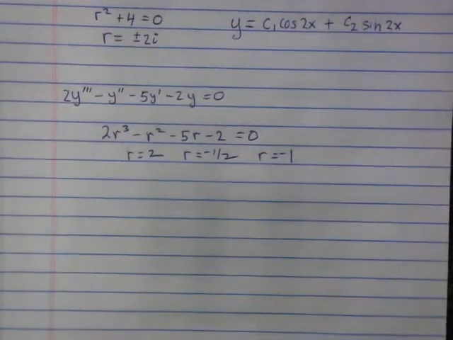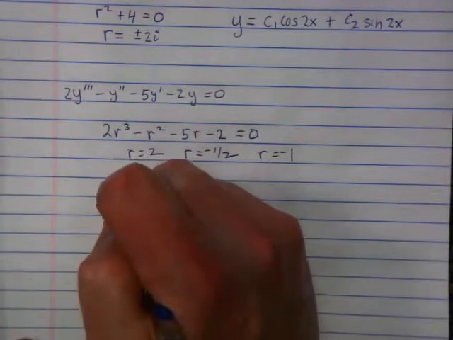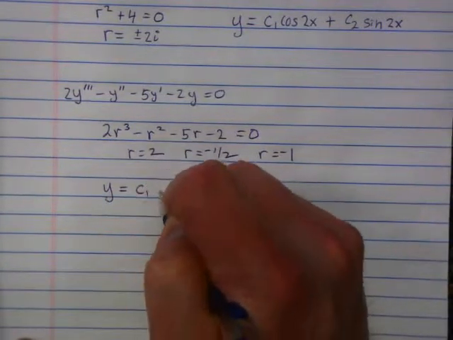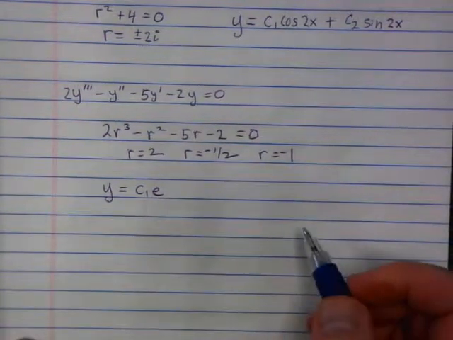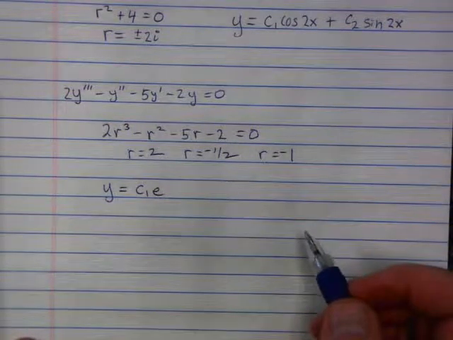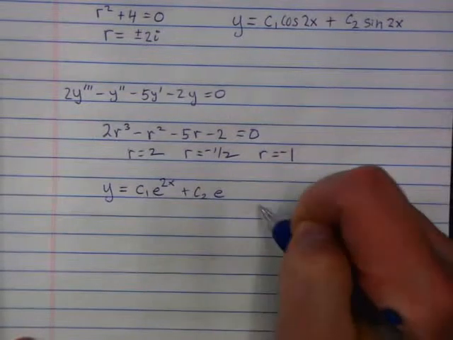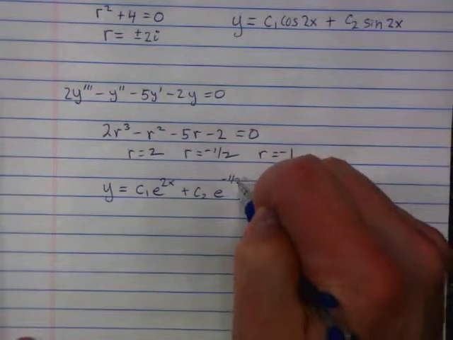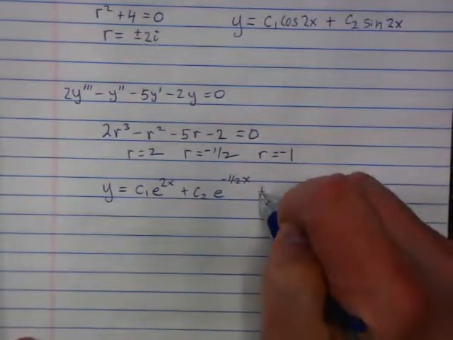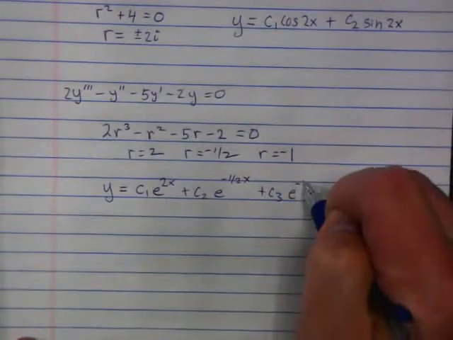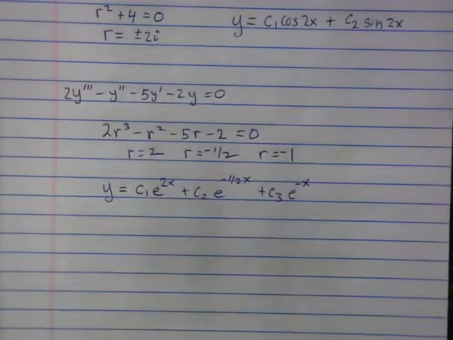So the general solution of this equation is y equals c1 e to the 2x plus c2 e to the -1/2x plus c3 e to the -x. Questions on that one?